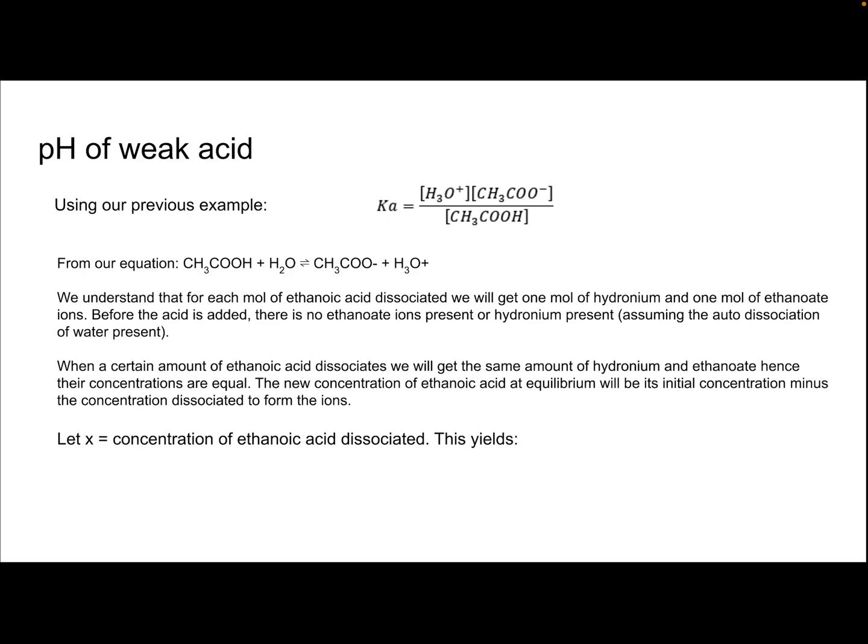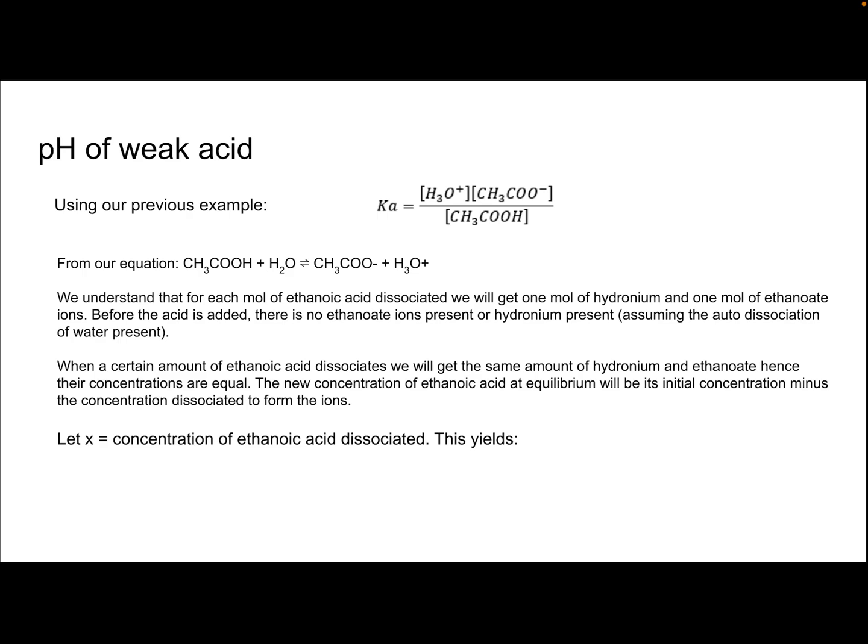So we can basically just assume that both the ethanoate ion concentration and the hydronium ion concentration will be 0 before the ethanoic acid is added. So let's say we have a certain amount of ethanoic acid.